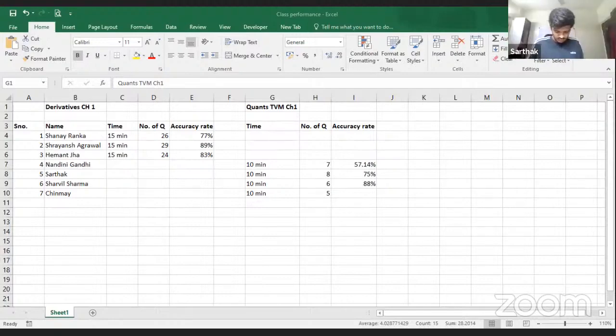32. How many do you think you can? You have to open Quants 2, right? 35. I don't know if it's Quants 1 or 2. You have to open the chapter Probability Concepts.